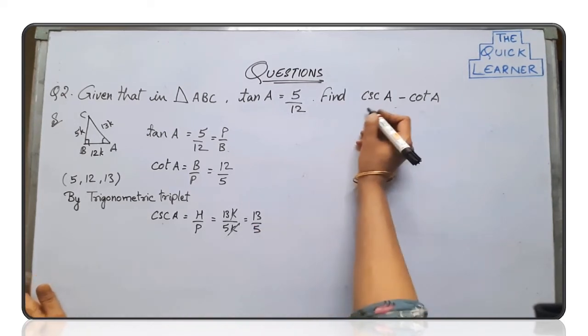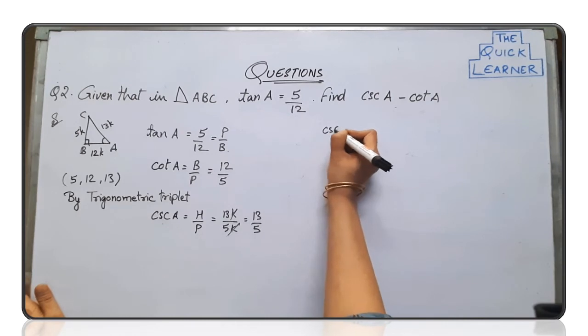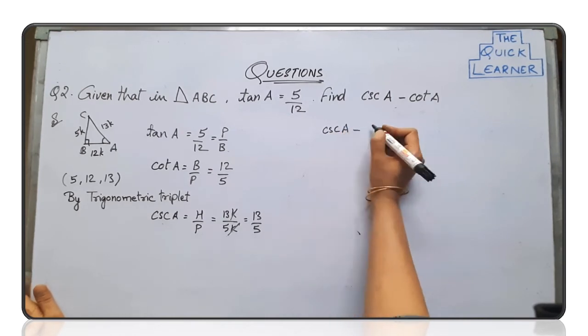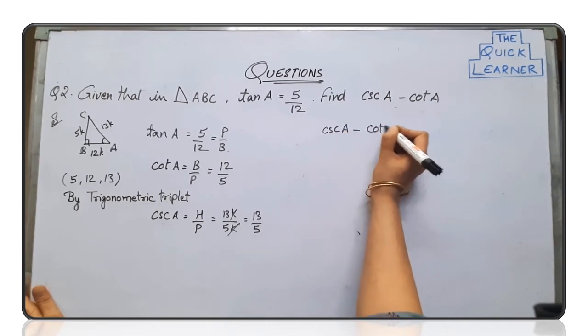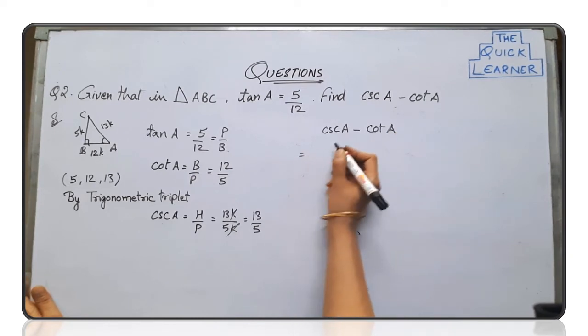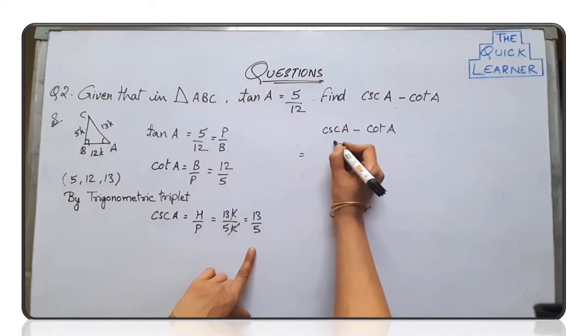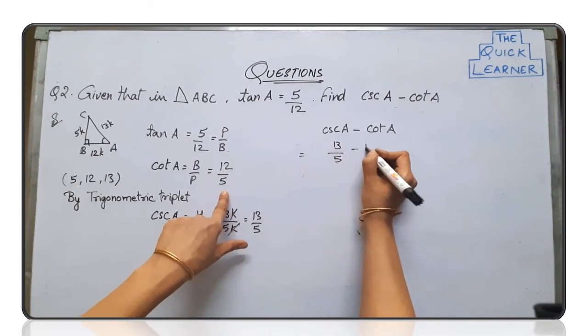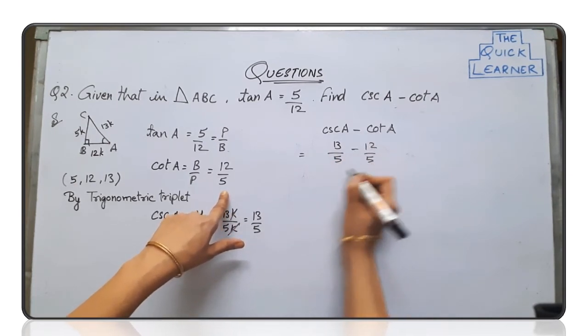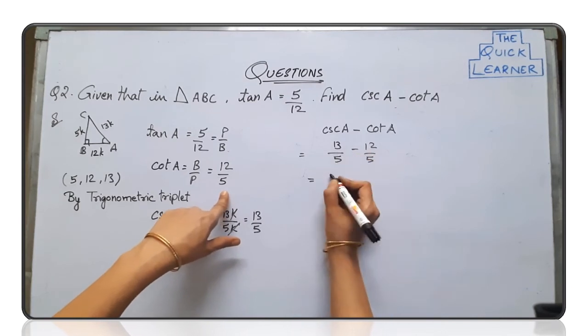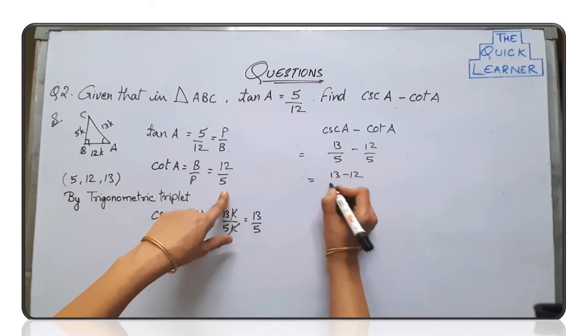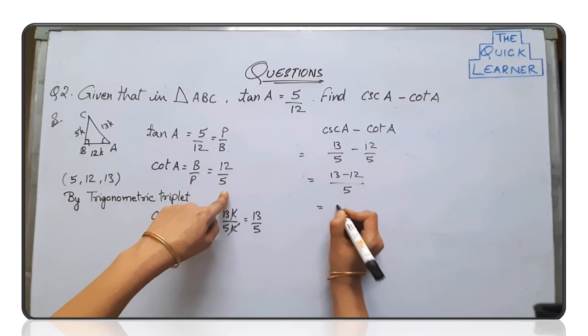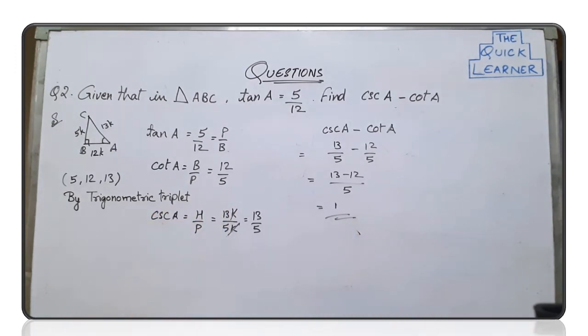Now what you need to calculate? It is cosecant A minus cot A. This is equal to cosecant A is how much? 13 by 5. Cot A is how much? 12 by 5. This is equal to 13 minus 12 by 5 equal to 1. That's your answer. Okay?